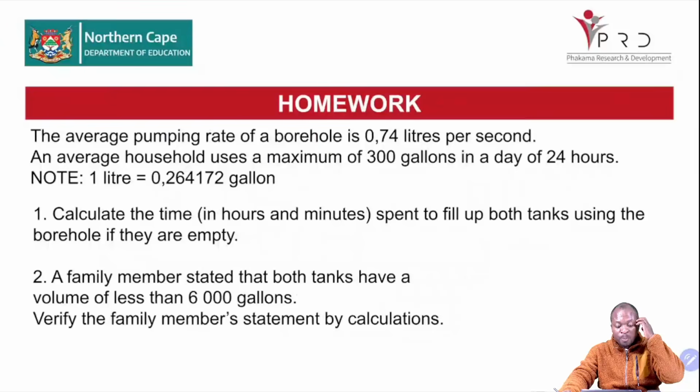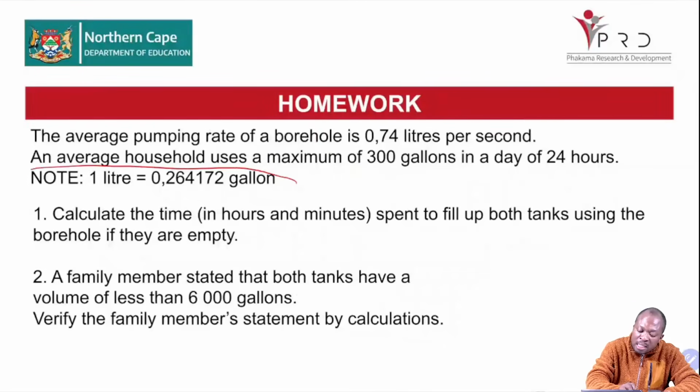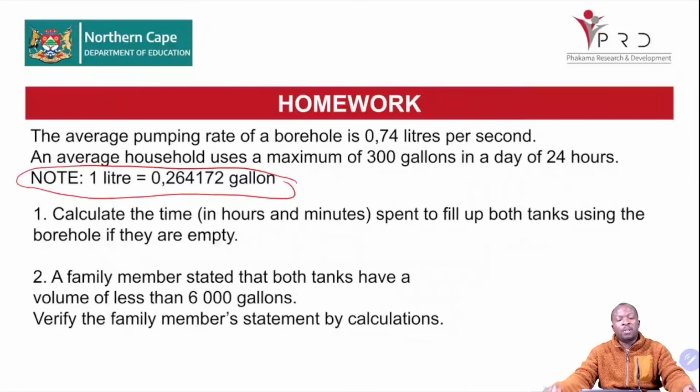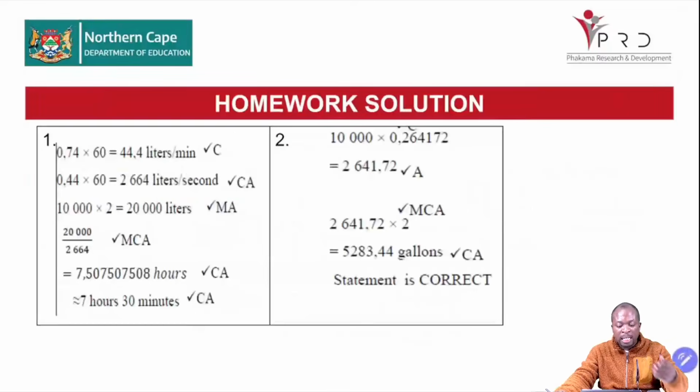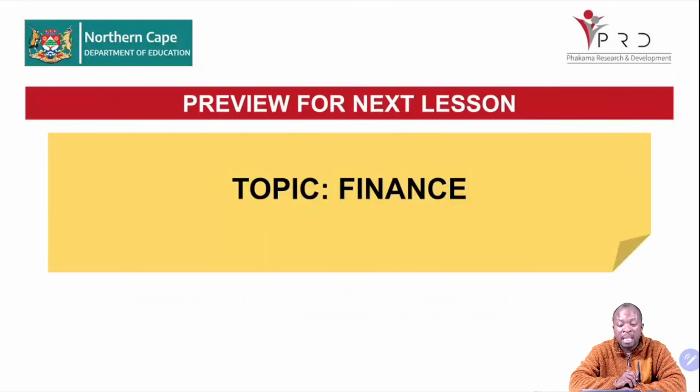Let's look at the first part. It says the average pumping rate of a borehole is 0.74 liters per second. An average household uses a maximum of 300 gallons in a day of 24 hours. Note, so here will be given to us in the question. There's going to be a lot of conversions. You go and attempt this once, and I've also attached the marking guideline to that. So once we're able to do this, we go back to our finance and start working on that.